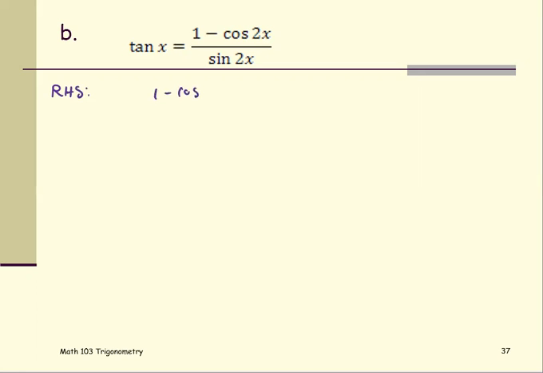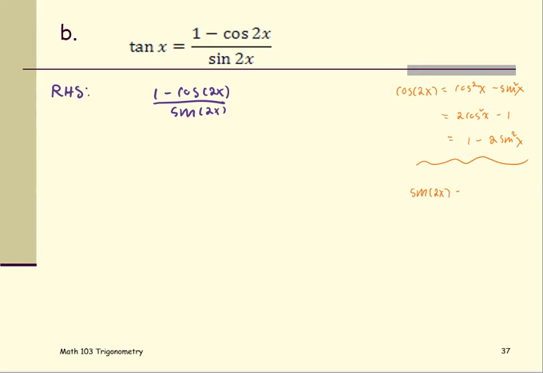1 minus cosine of 2x divided by sine of 2x. This expression involves the double angle of the cosine and the sine function. Let's put on the side notes here the formulas for the cosine of 2x. There are three different forms. The first one is cosine square x minus sine square x. The second one is twice cosine square x minus 1. And the last is 1 minus 2 times sine square x. And the double angle of the sine function is 2 times sine x times cosine x.